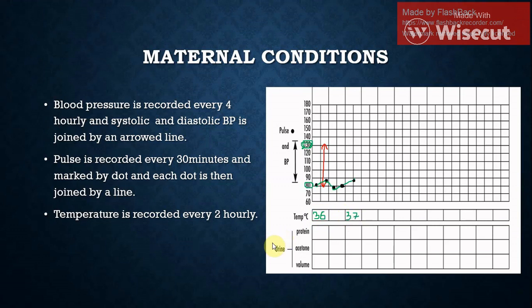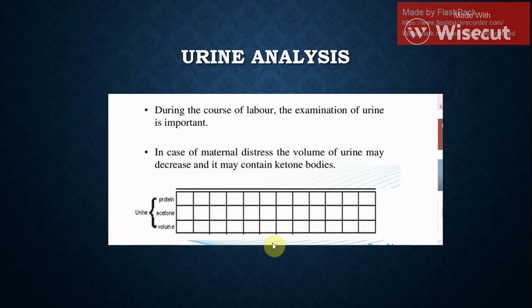Coming on to the last section of the Partograph, we have the urine analysis section. During the course of labor, the examination of the urine is of utmost importance because it gives us an idea about the hydration status of the mother, as well as the risk of preeclampsia and the risk of gestational diabetes mellitus. In case of maternal distress, the volume of the urine may decrease and it may contain ketone bodies. So we can do a urine dipstick for the mother and ascertain the ketone and acetone in the maternal urine. Also, we have to record the volume of the urine passed by the mother.